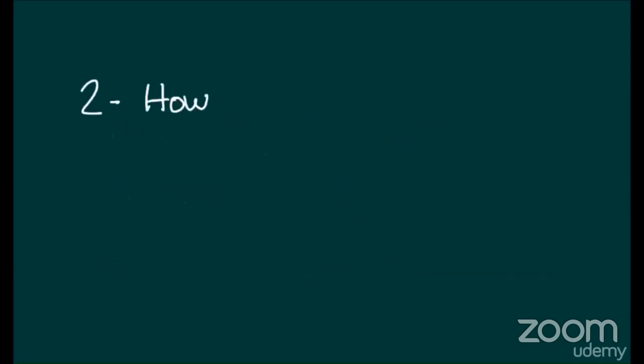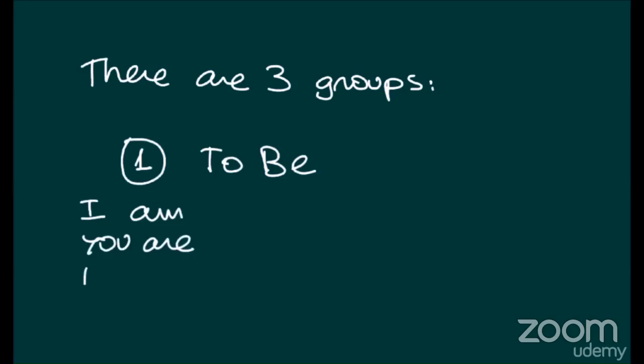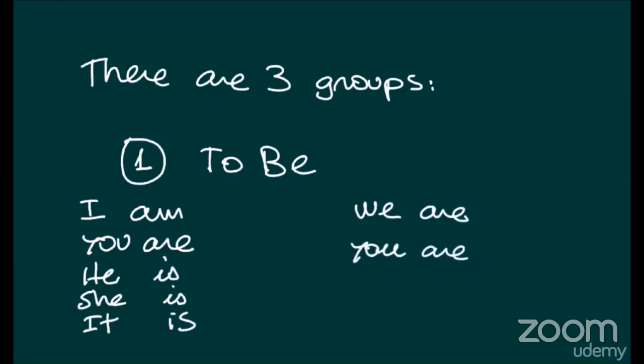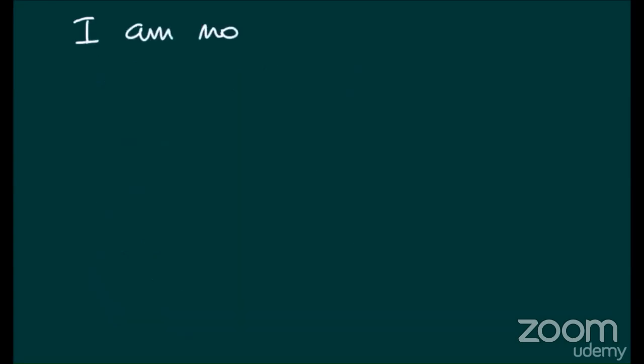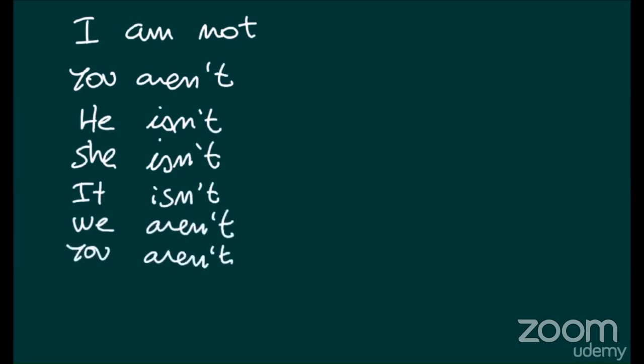Number two, how we create a sentence in present simple. There are three groups. One, if we want to use the verb to be, then we say, I am, you are, he is, she is, it is, you are, they are, we are. And in negatives, I am not, you are not, he is not, she is not, it is not, you are not, they are not, we are not. And in questions, am I?